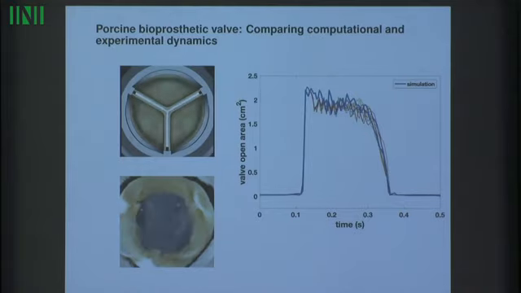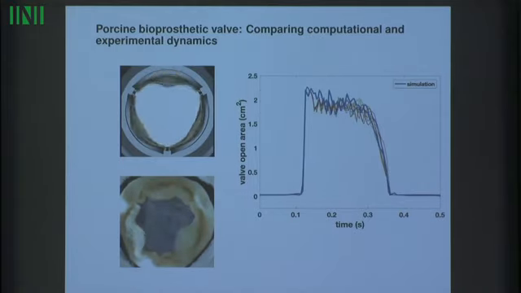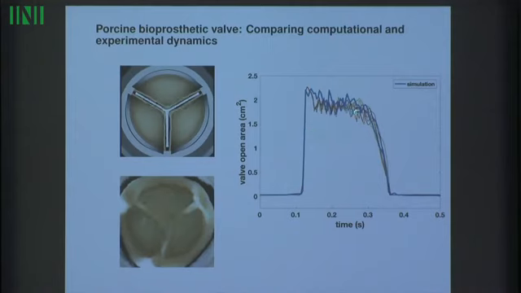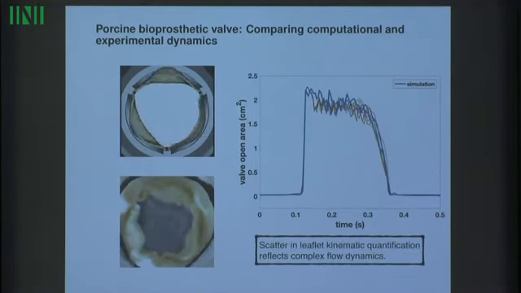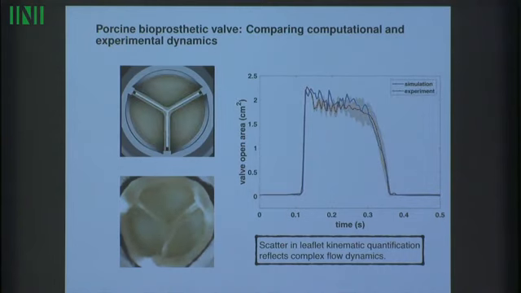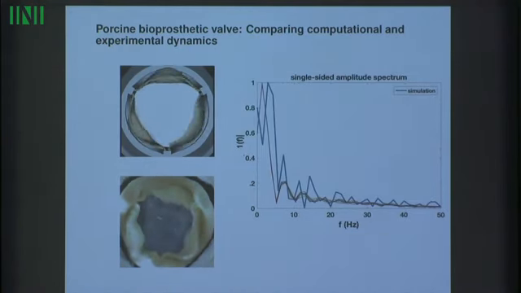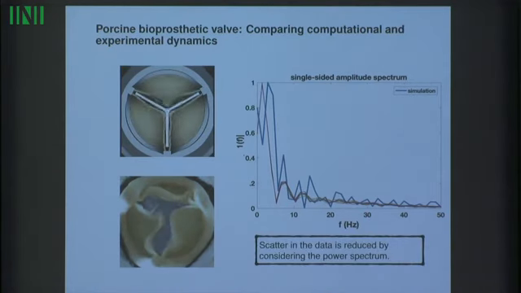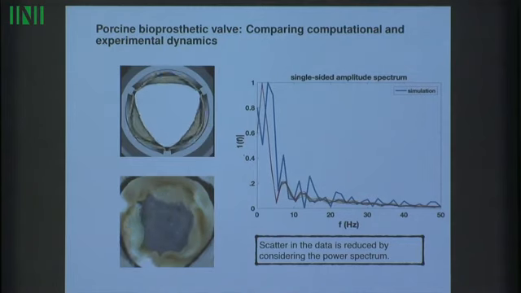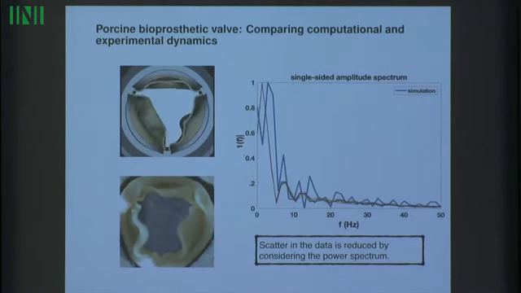And then this is looking at the leaflet kinematics in some sort of average sense. This is the open area of the valve. So there's a ton of scatter in these data. There's a lot of scatter. The scatter mostly goes away if you look at the power spectrum. So if you do a power analysis, the scatter in the data is reduced a lot. This solid curve is the computational results. These thinner ones are experimental data.